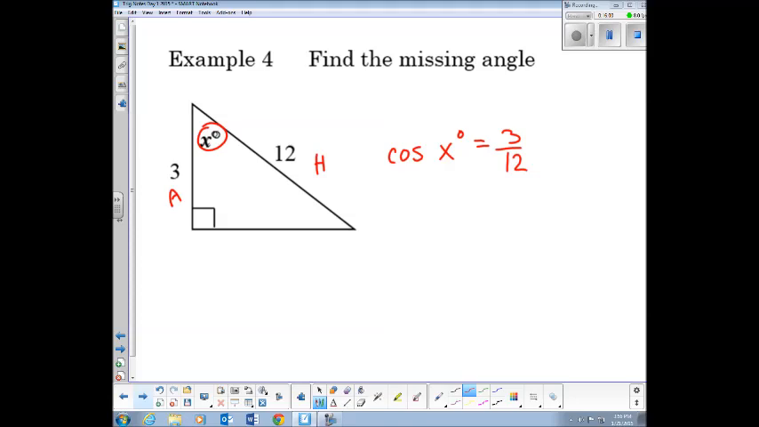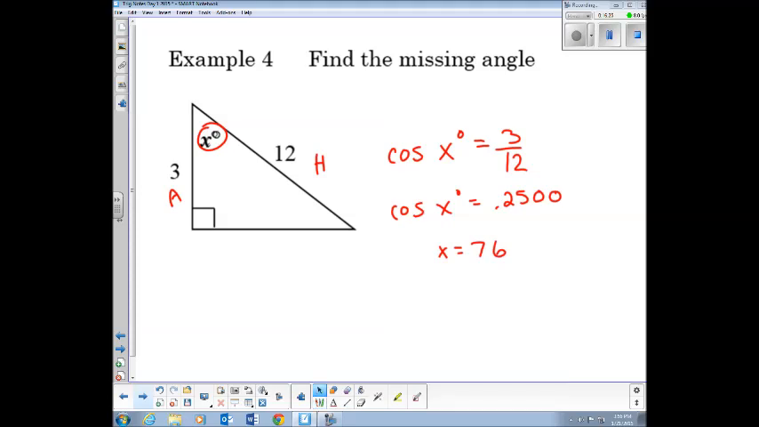Now, 3 over 12 can be created as a decimal, which is actually 1/4, which is 0.250. So now, just like we did earlier, we go look on the chart. We look for 0.250, or the number closest to it. And what we end up finding out is x is closest to actually 76. So our missing angle here is 76 degrees.